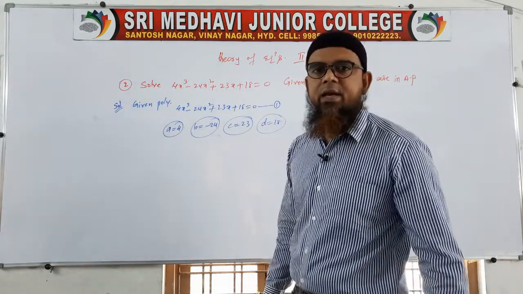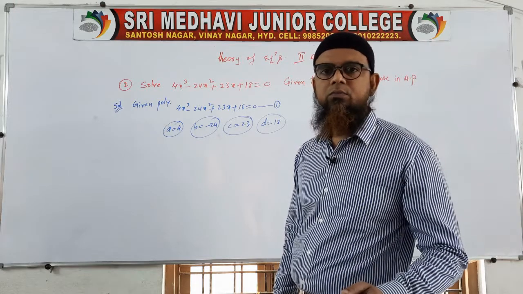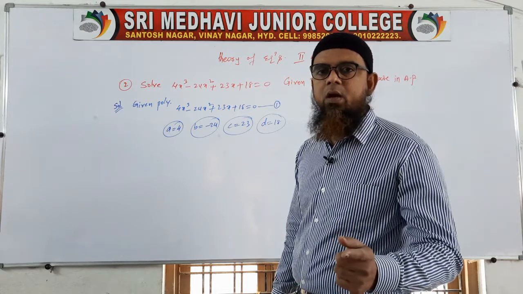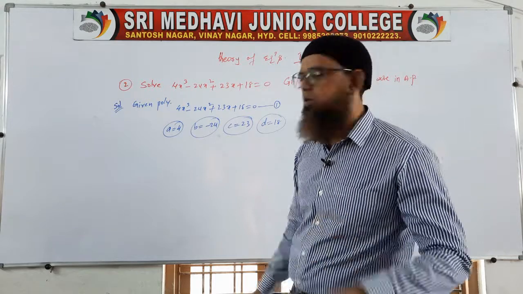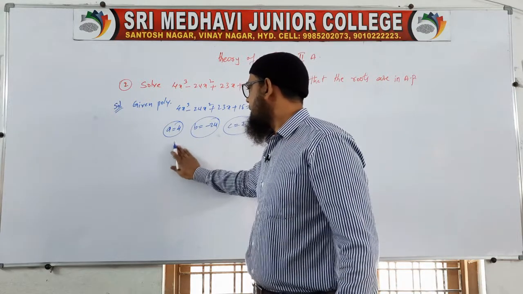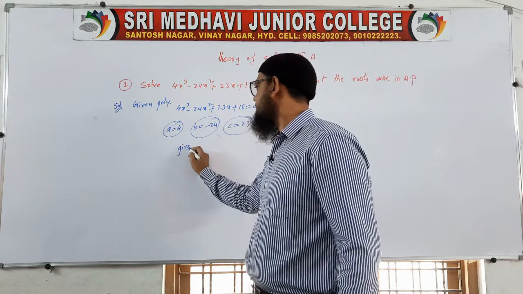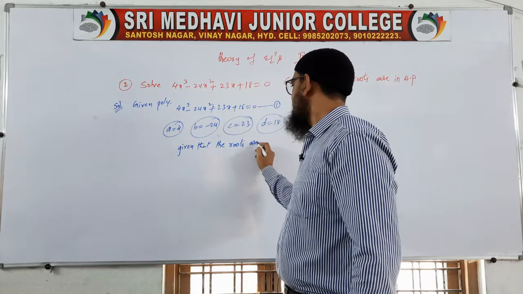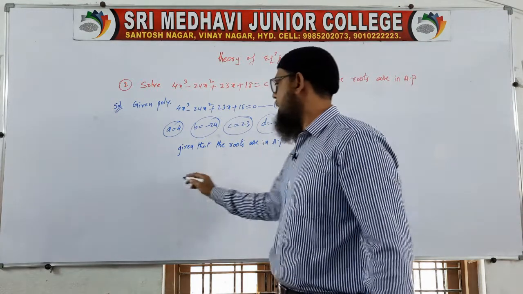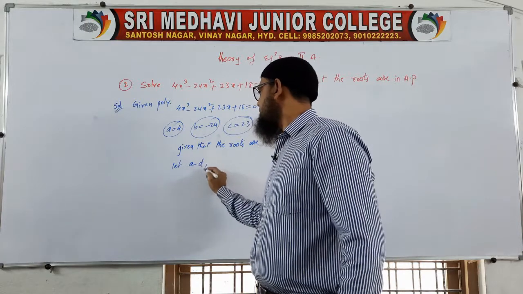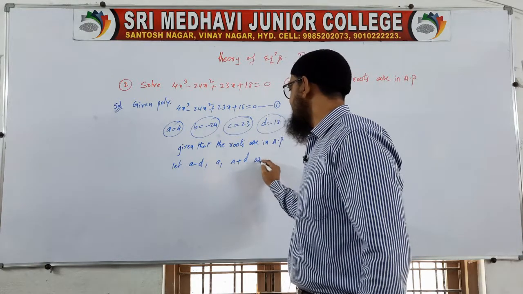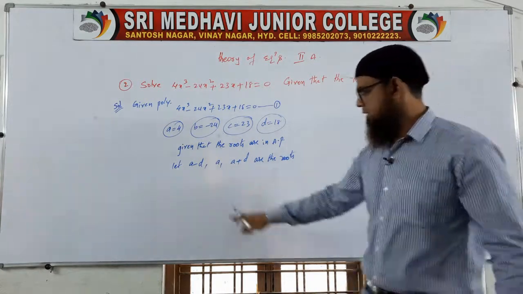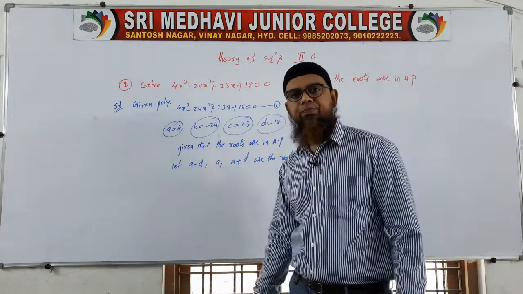How to take? Usually we are taking the roots as alpha, beta, gamma. I said in the previous video that whenever the roots are given in AP, we should not take alpha, beta, gamma. How to take the roots? Given that the roots are in AP, now assume the roots here. Let a minus d, a, a plus d are the roots. This one is alpha, this one is beta, this one is gamma.